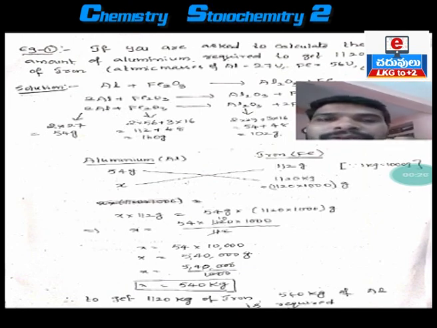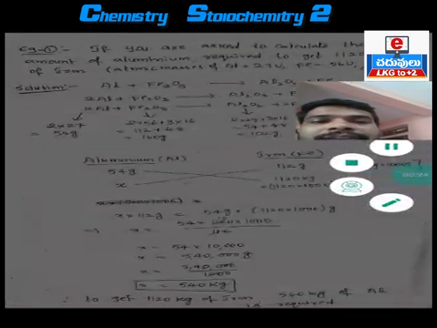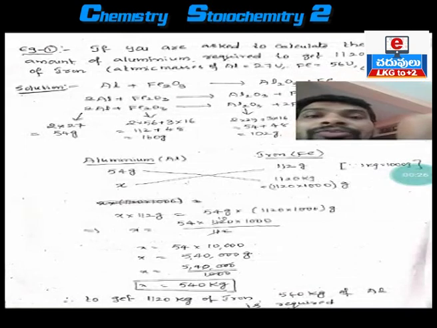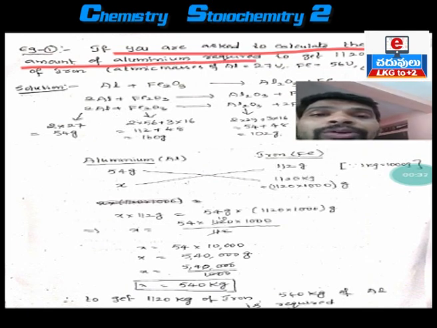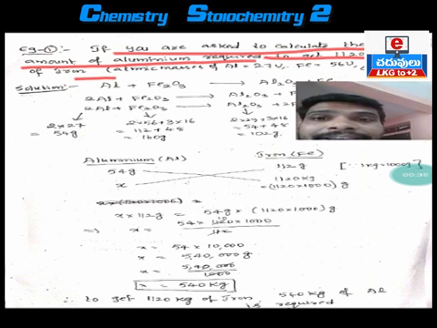The first problem which I am going to read here, which is given here. If you are asked to calculate the amount of aluminium required to get 1120 kilograms of iron. So this is the problem. Suppose they may ask you to calculate the amount of aluminium required to get 1120 kilograms of iron.